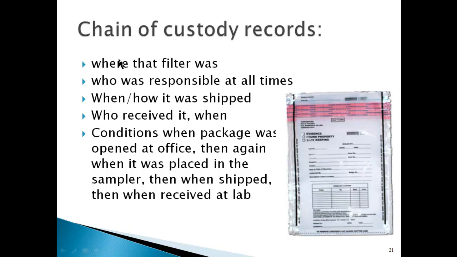The chain of custody record shows where the filter was, who was responsible for it at all times, when and how it was shipped, who received it, when they received it, and what the filter's condition was when it was received at the office. And then again, when it was placed in the sampler, you would note filter looks good, or filter is wrinkled, or filter has a hole in it.